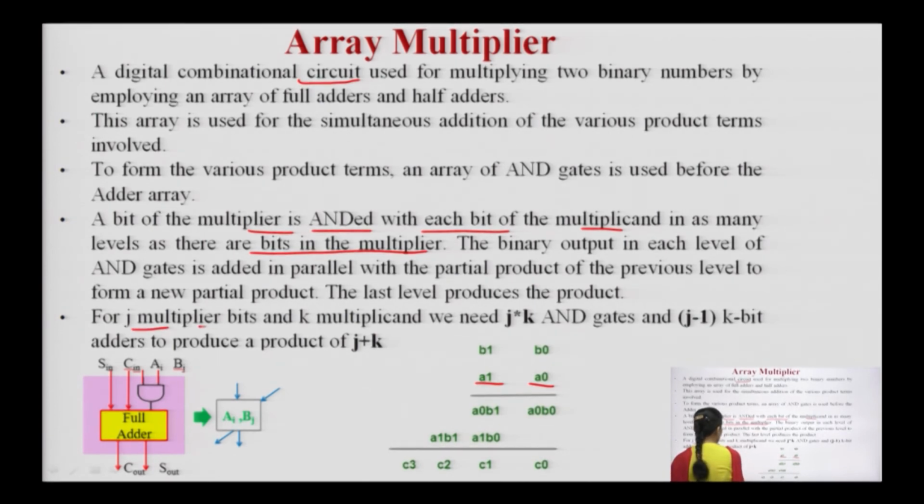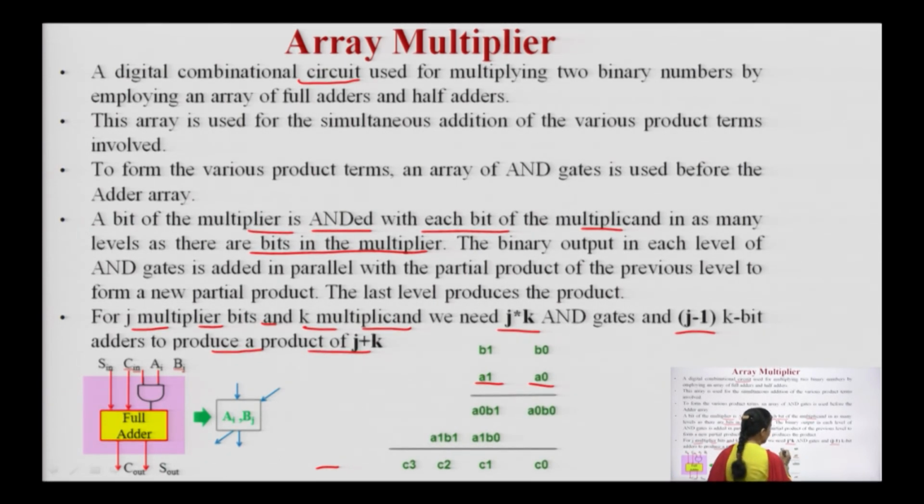It decides how many levels we have to go for producing the multiplication. For j multiplier bits and k the number of bits in the multiplicand, we require j cross k AND gates, and we require j minus 1 k-bit adders to produce the product of j plus k bits.